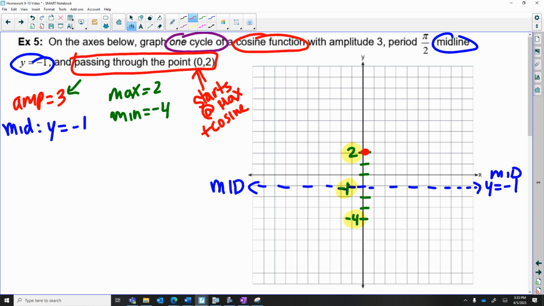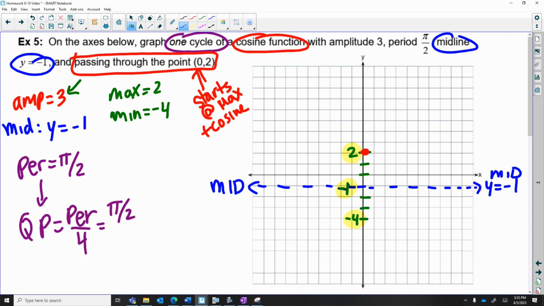Okay, so the last thing we need to put in are our quarter points. To do that, let's put in our period first, which is pi over 2. And let's get our quarter points from that. Quarter points is period divided by 4. Pi over 2 divided by 4 equals pi over 2 times the reciprocal of 4, which is 1/4. So we get pi over 8. This means that we're counting by pi over 8.